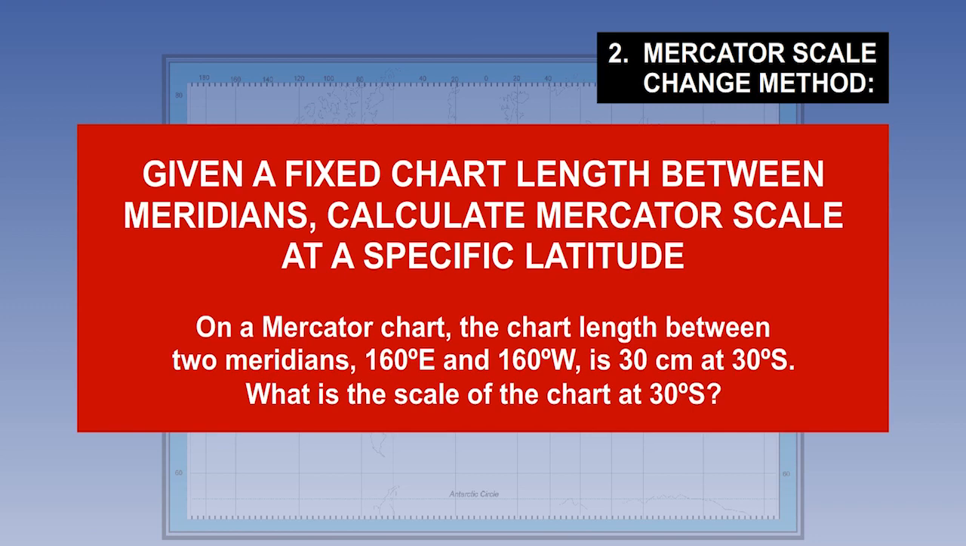The other method is to treat it as a Mercator scale problem. Find the scale at the equator as a normal representative fraction and then convert it to the scale at 30 south, like this.